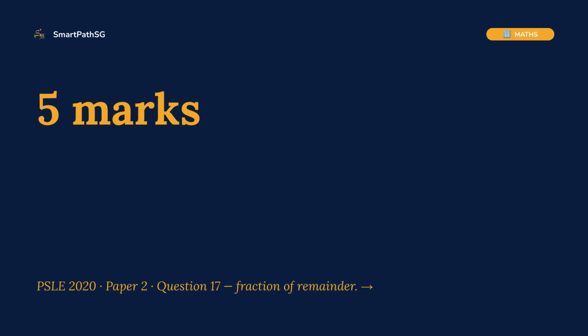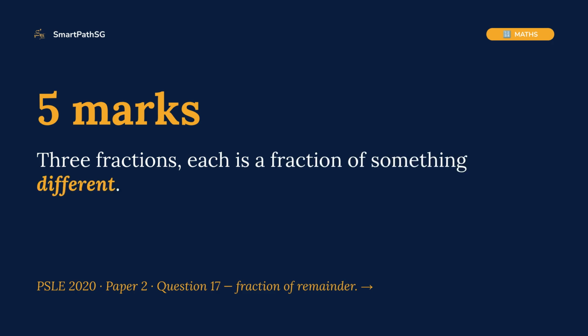Last question on PSLE 2020 paper 2 is worth 5 marks, and it puts 3 fractions in front of you, each one a fraction of something different.